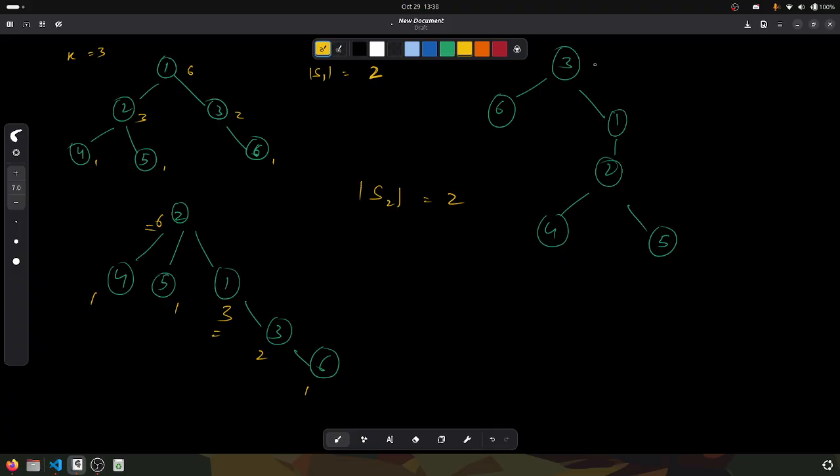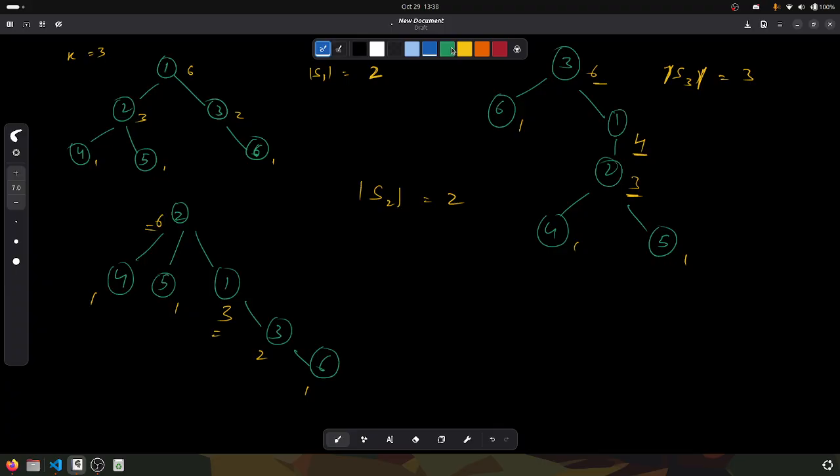Okay, so the subtree sizes are 6, 1, 4, 3, 1, 1. So now we have 3 elements which have greater than or equal to 3 nodes in their subtree. So S3 will be 3.